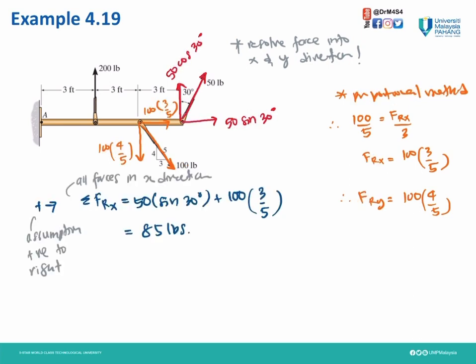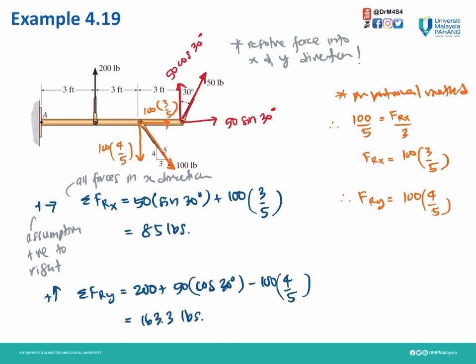So now we need to calculate the summation of FRX, and we take positive to the right. In the x direction, we will have 50 sin 30, also we will have 100 times 3 divided by 5. So we will get 85 pound.